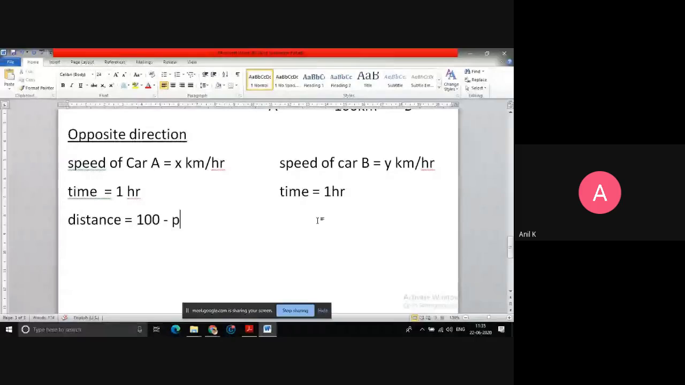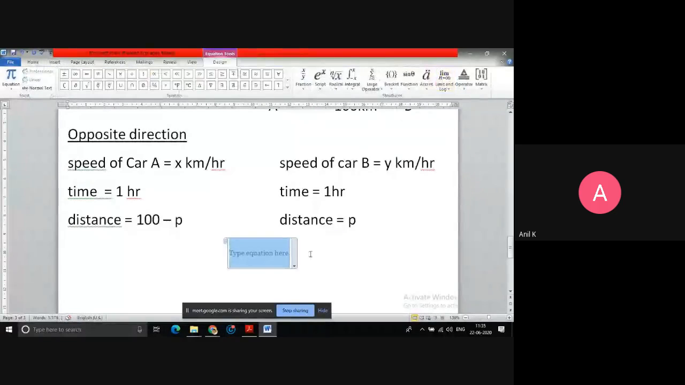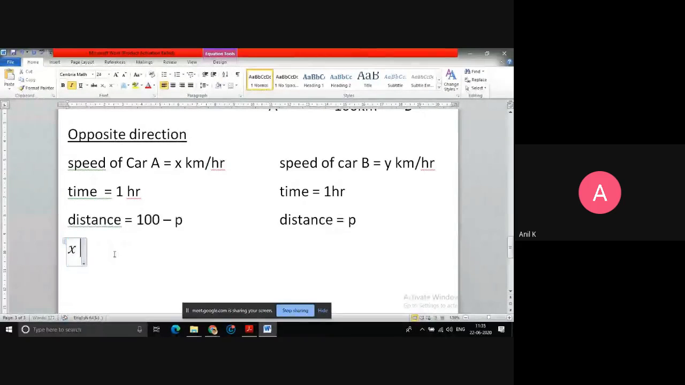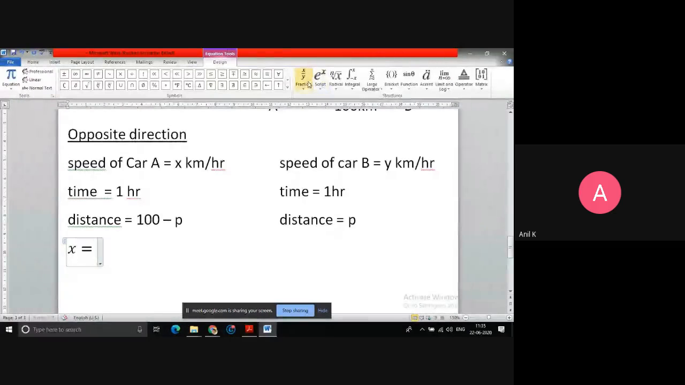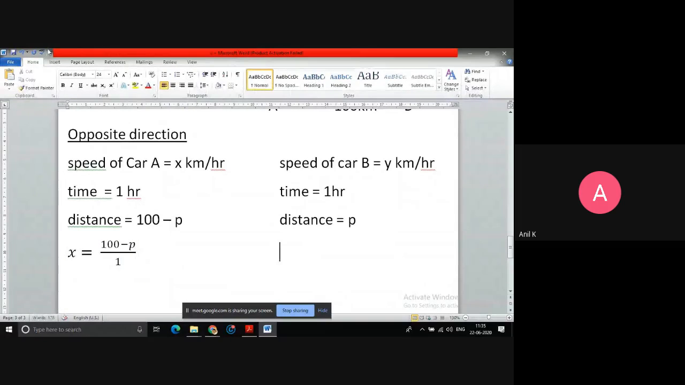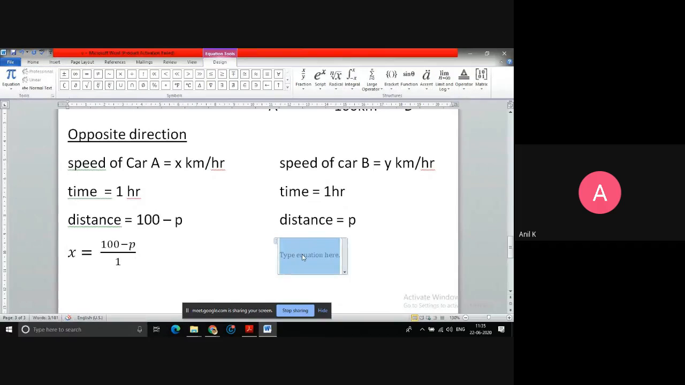And the same way, the distance of car B will require P kilometers only. So what I do here is, again, I apply the same logic. Speed equals distance upon time. So here speed is x equals distance, which will be 100 minus P, upon time, which is 1. And the same case here: speed equals distance upon time. Here speed is y equals distance traveled, which is P, and time is 1.